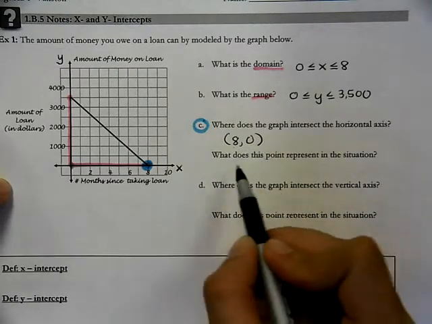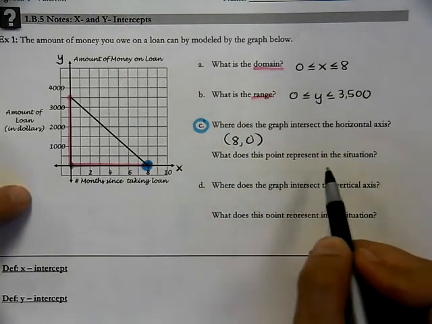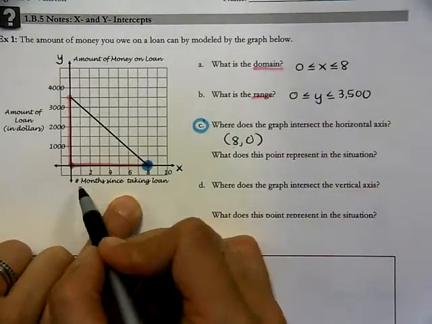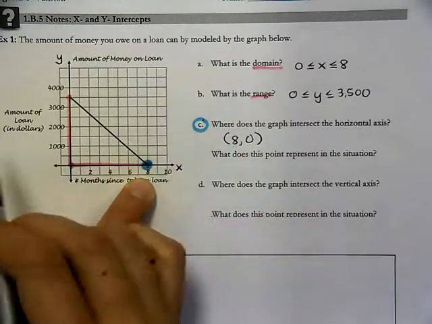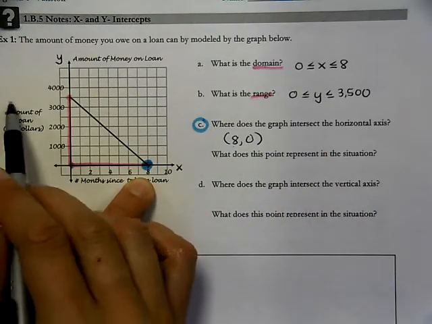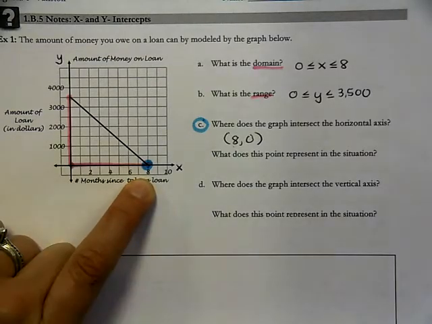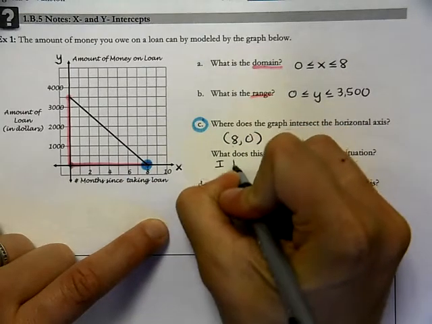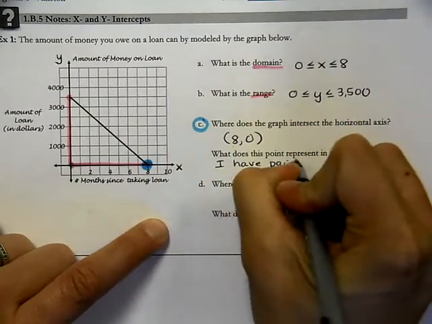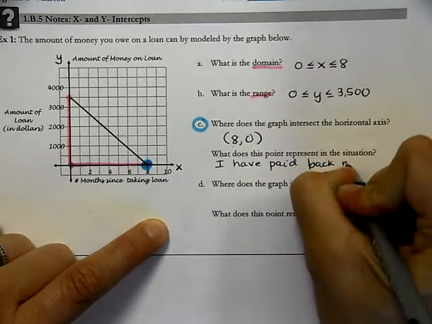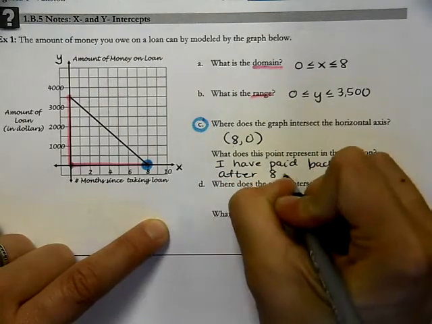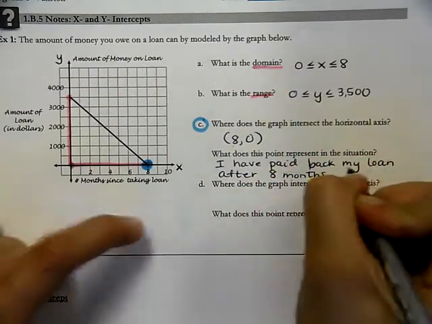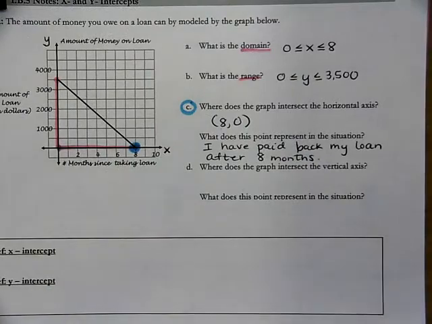Let's think about what that means in the context of the problem, because the next point asks, what does this point represent in the situation? Well, x, the independent variable, is the number of months since taking out the loan. So after 8 months, the y, the dependent variable, is 0. So the amount I owe on the loan is $0. If I don't owe any money on the loan, I've paid back the loan. So what that means is I have paid back my loan after 8 months.